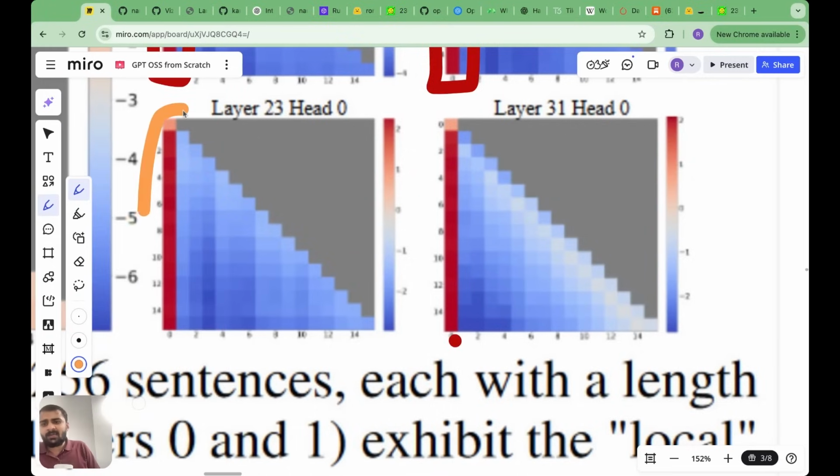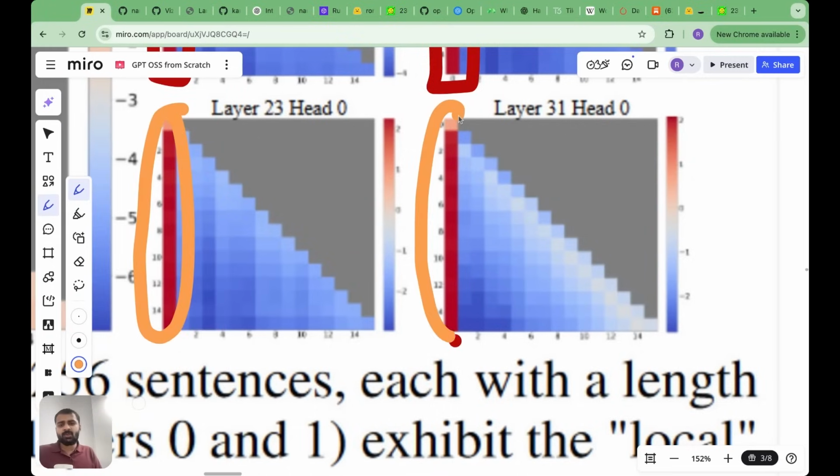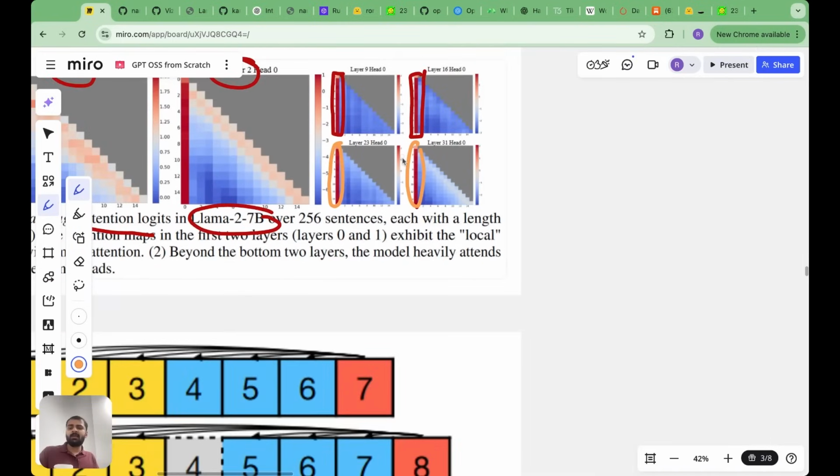This vertical line corresponds to the first token. So all the subsequent tokens pay a lot of attention to the first token. This phenomenon does not happen in early layers, but it happens a lot in later layers.